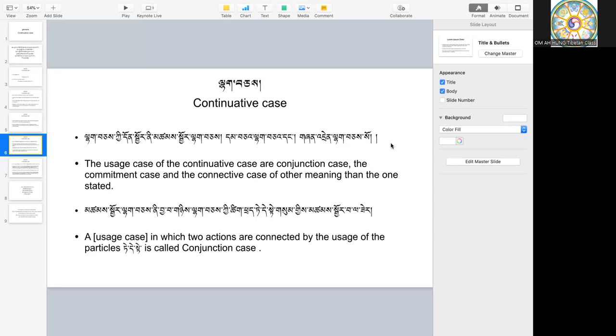Here, these are the three usage cases, and each of these usage cases will have their own subgroup. Two of these will have their own subgroup, one will not have any subgroup. So, okay, the usage cases. What is the first one? The conjunction case.